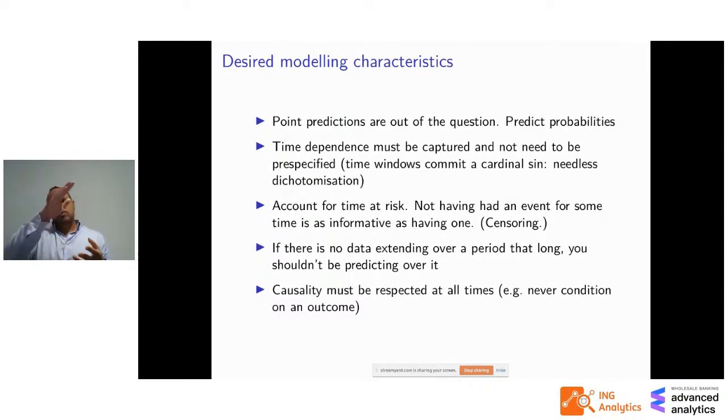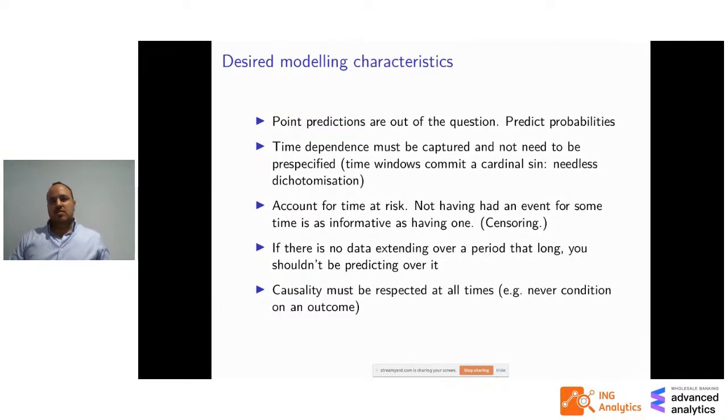Time dependence, we want to model that smoothly. We want to account for time at risk. We don't want to extrapolate, we don't want to have predictions outside of the region where we actually have data over. And causality must be respected at all times. So if you start conditioning on outcomes, say dropping the ones that haven't gotten the loan yet, well, you wouldn't know that at the beginning, so you probably shouldn't be doing that.